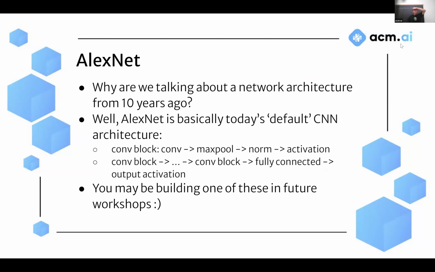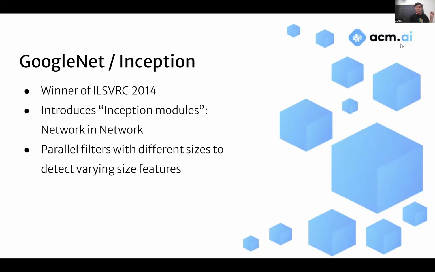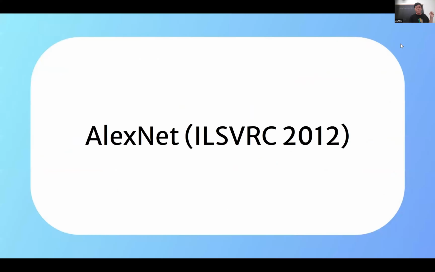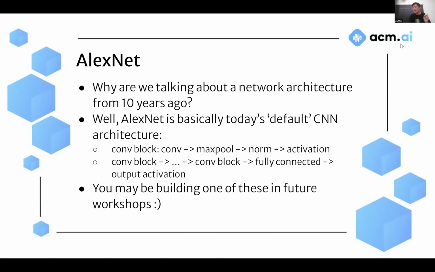So, the reason why we're talking about this network today is because it's basically today's default CNN architecture. And the reason why it became so important is because it introduced the ReLU. Does anyone remember what ReLU is from a previous workshop? Okay, so does anyone remember activation functions and what they are?